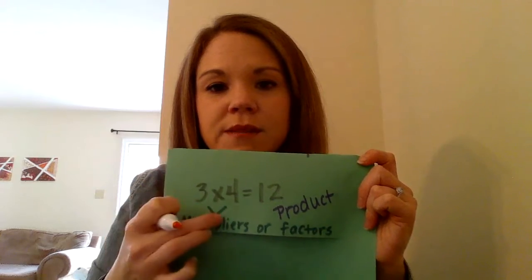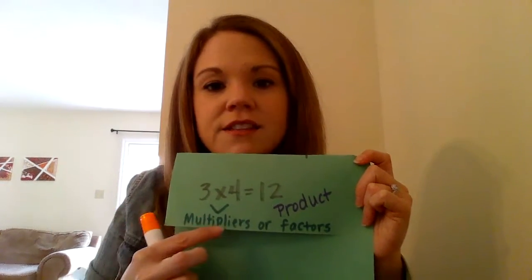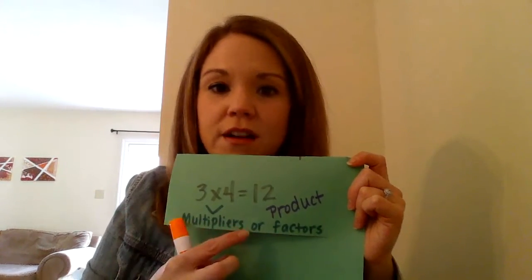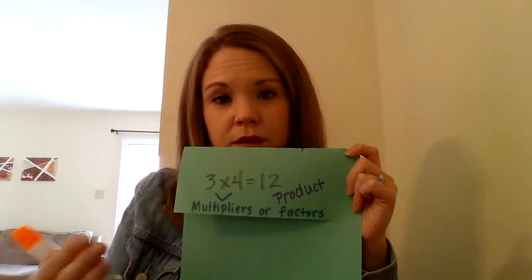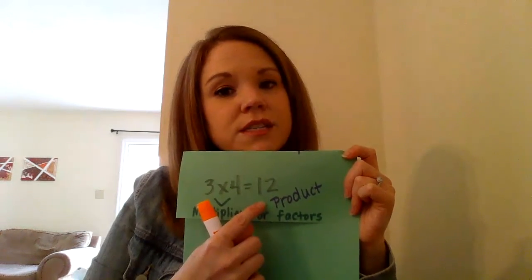It also has at the bottom a place where we can see how multiplication and division are related to one another, and we're turning our multiplication problems into division problems. So let's talk first a little bit about a multiplication problem and its different parts. If we have 3 times 4 equals 12, these are called the multipliers or the factors. They're the numbers we are multiplying. And then our end answer is the product.